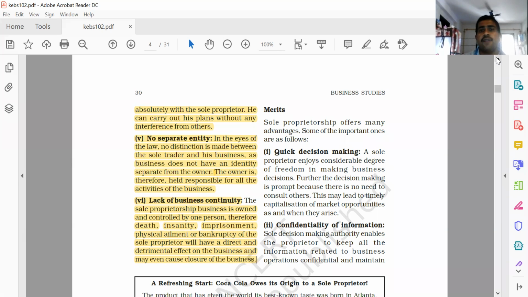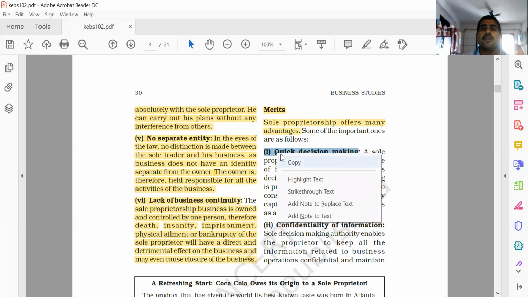मेरिट्स मतलब उसके एडवांटेजेस. Sole proprietor, but they want to say sole proprietor offers many advantages. The first is the quick decision making. जल्दी से हम डिसाइड कर सकते हैं हमें करना क्या है. A sole proprietor enjoys considerable degree of freedom. क्या लिखा है? A sole proprietorship enjoys considerable degree of freedom in making business decision. Right? What they want to say?